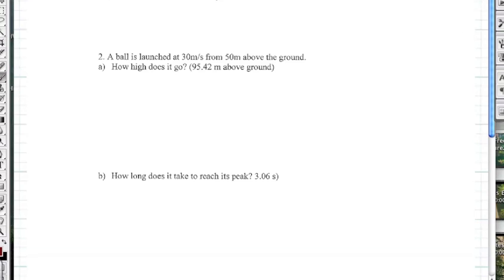We just did number 1 in the last video, and here's number 2, so let's take a look at it right now. Alright, we've got a ball launched at 30 meters per second, so launched means going upwards, 30 meters per second from 50 meters above the ground.